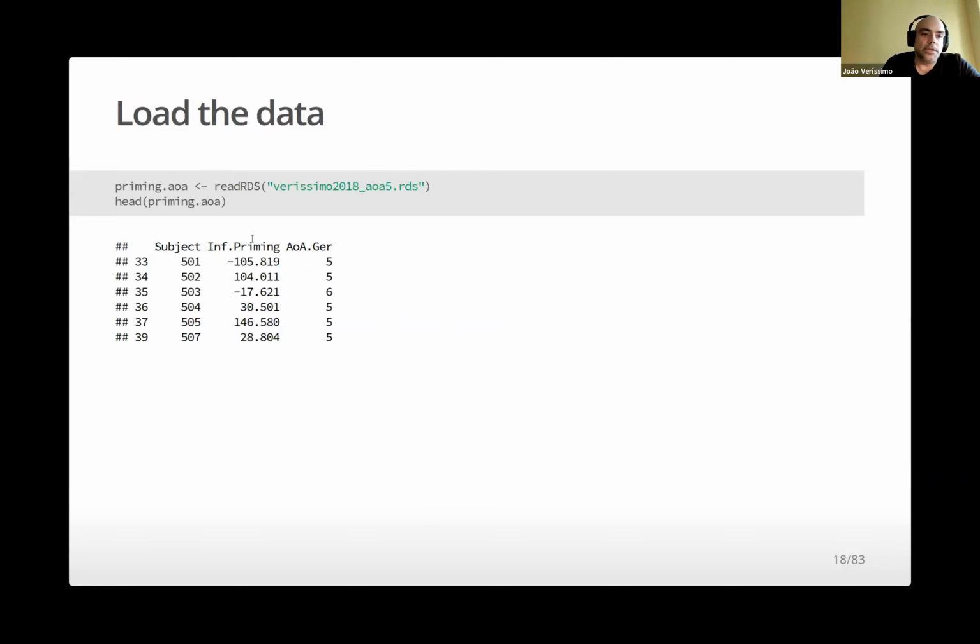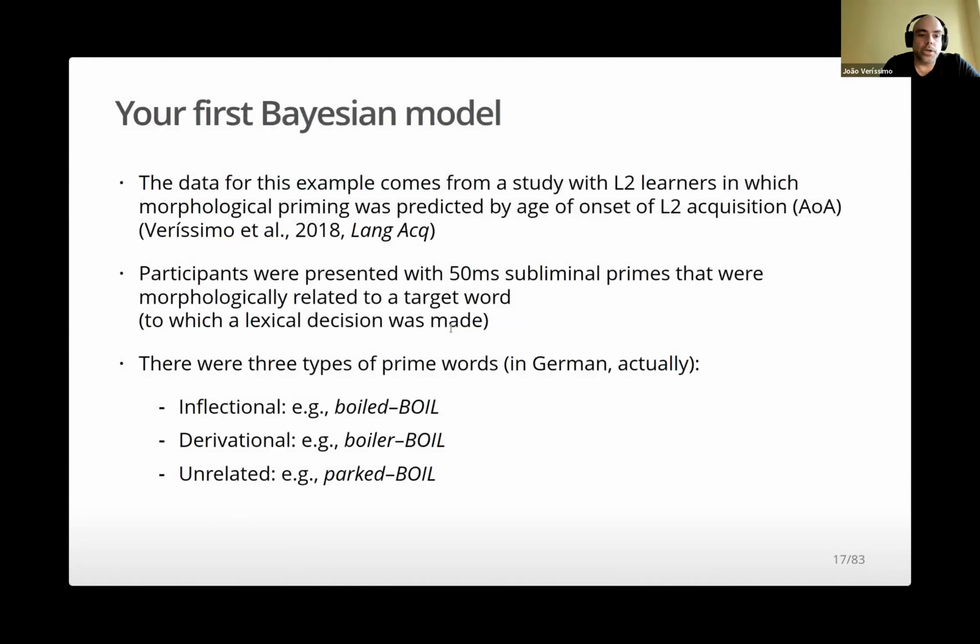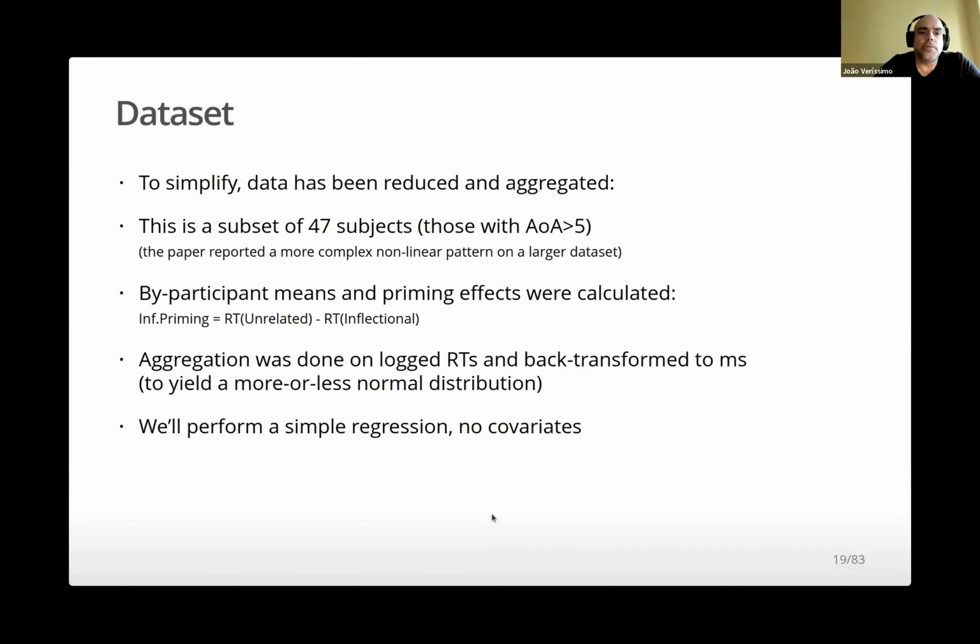If you load this data set, then you have two columns. One is the amount of inflectional priming. This is already a subtraction, so it's a subtraction of RTs to this condition, boiled boil versus this one, parked boil. So the amount of inflectional priming means that if this number is positive, it means that you were faster at responding to boil after seeing boiled than after seeing parked. And so this data set has already been aggregated so that you get this simple dependent measure. It's also a subset of the subjects that were used in the original paper. In the original paper, we had these two groups, under and over five.